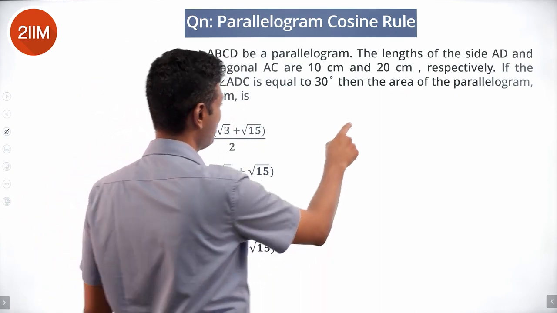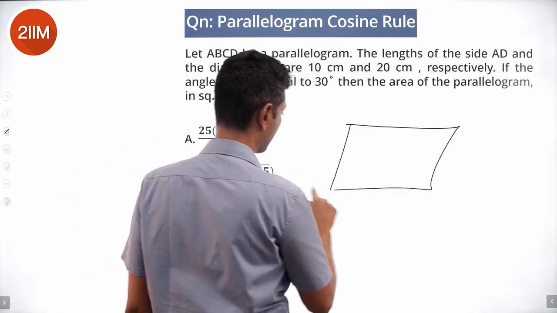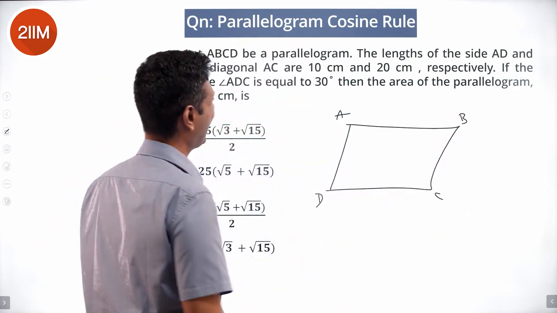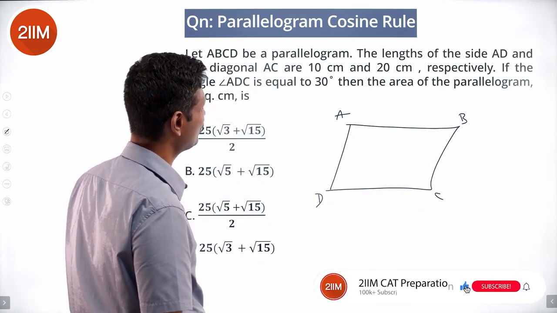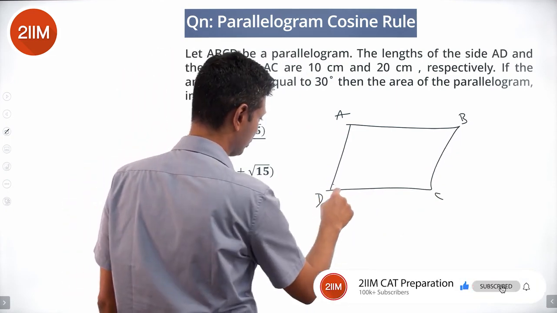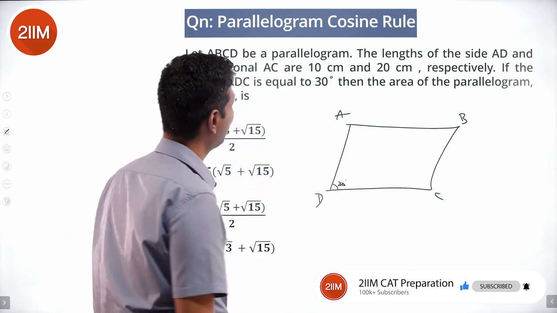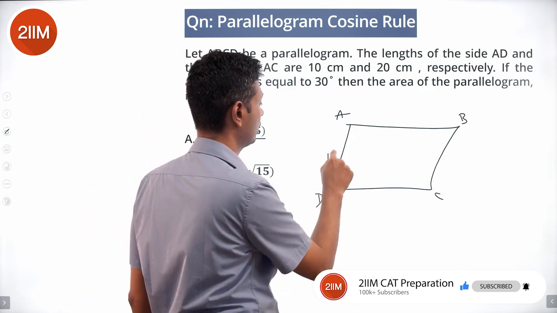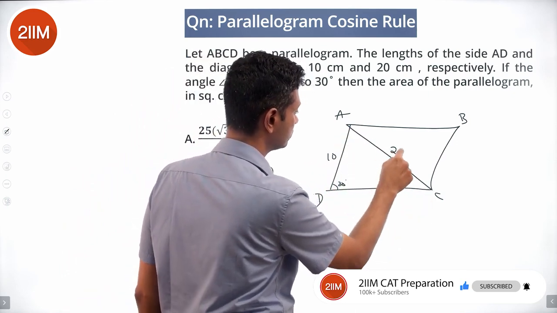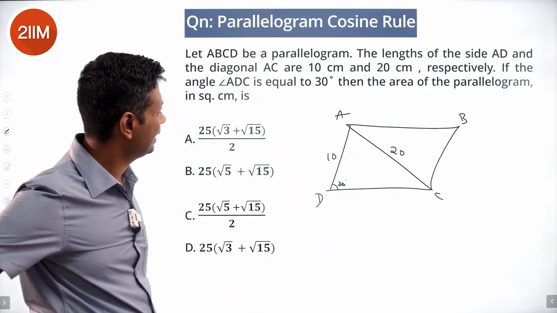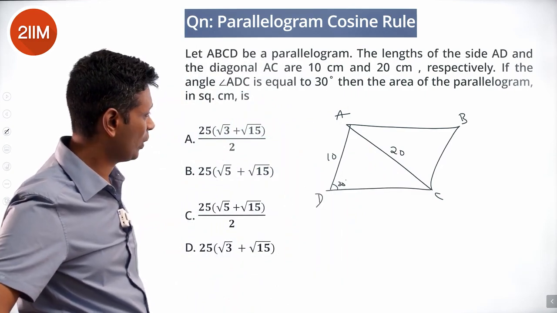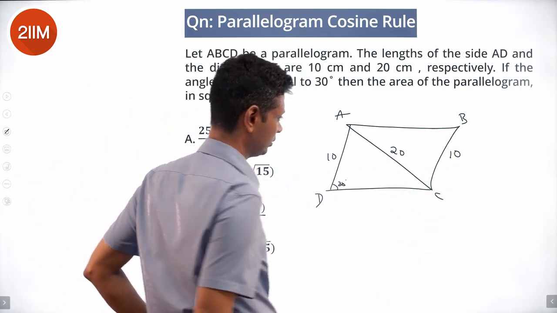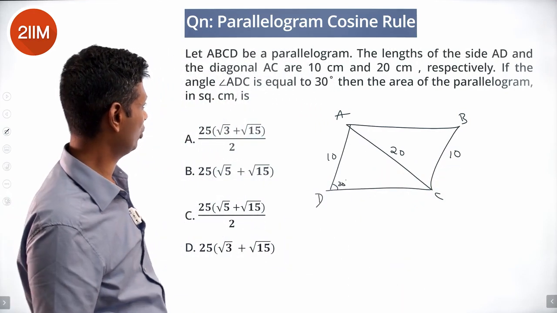So ABCD, angle ADC is 30. This doesn't look 30, we'll live with that. AD and AC are 10 and 20, so this is 10, this is 20. And the area of the parallelogram in square centimeters is, this is 10, this is 10. Fine.